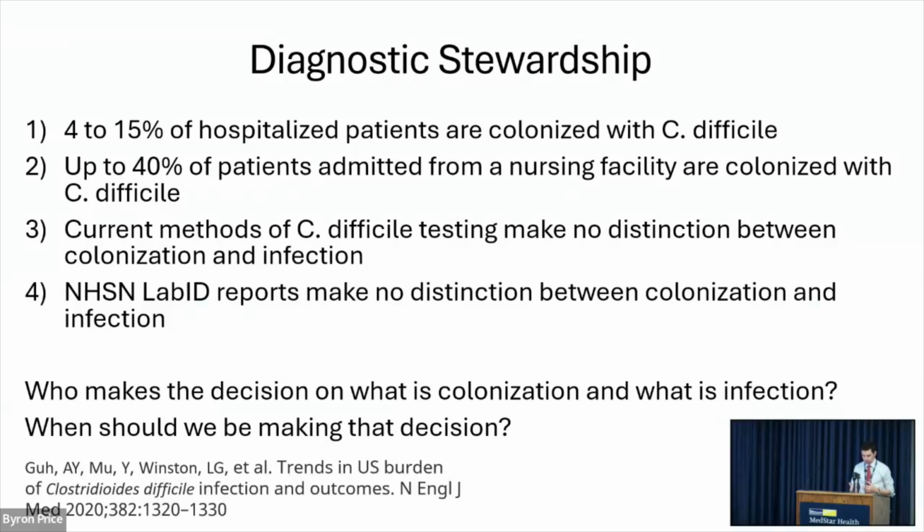A good chunk of our admitted patients are going to be colonized, probably more than you think, especially if they're coming from a nursing facility. Our tests can't distinguish between colonized or infected patients. Our judges, CMS, won't distinguish it either. And so we're the only ones that can make that distinction. Even if we say in the chart many times this patient is just colonized, doesn't have a C. diff infection, it still counts towards our rate.